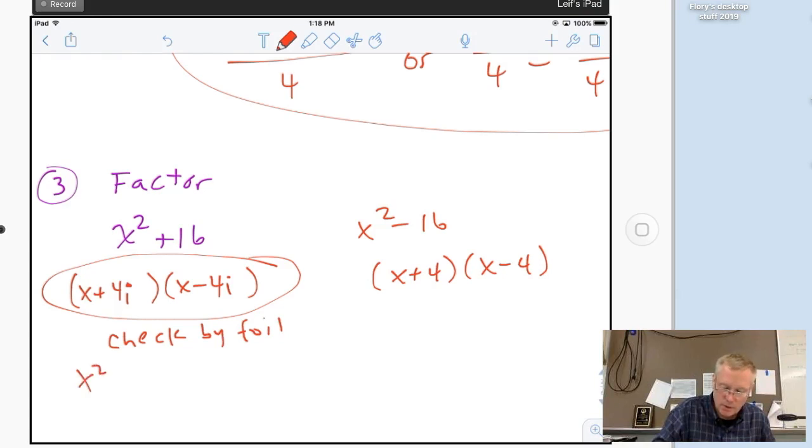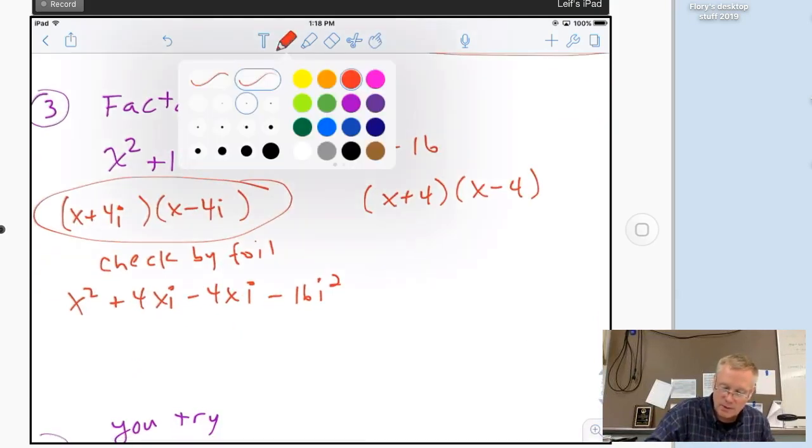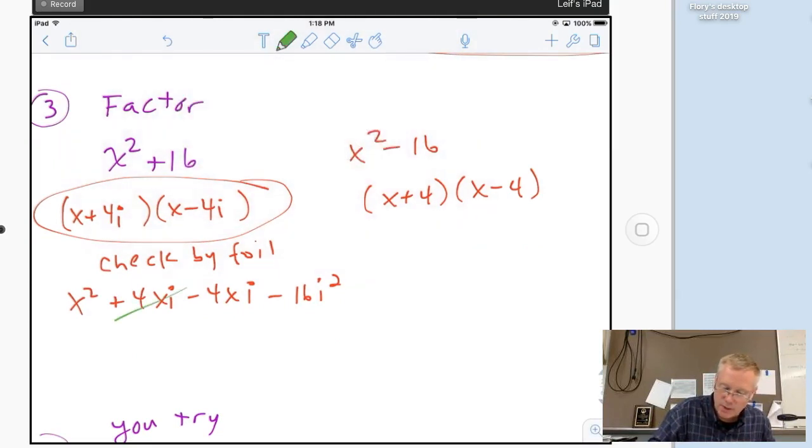I get x squared plus 4xi minus 4xi minus 16i squared. Okay, and then of course these two cancel out, the plus 4xi and the minus 4xi, which leaves me with x squared minus 16 i squared. I squared is negative 1, which means it's really x squared plus 16. All right, so there's your checking, but that's what you get.